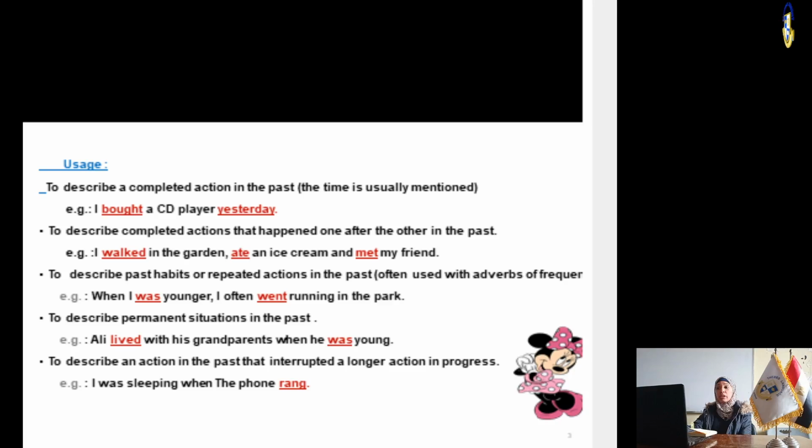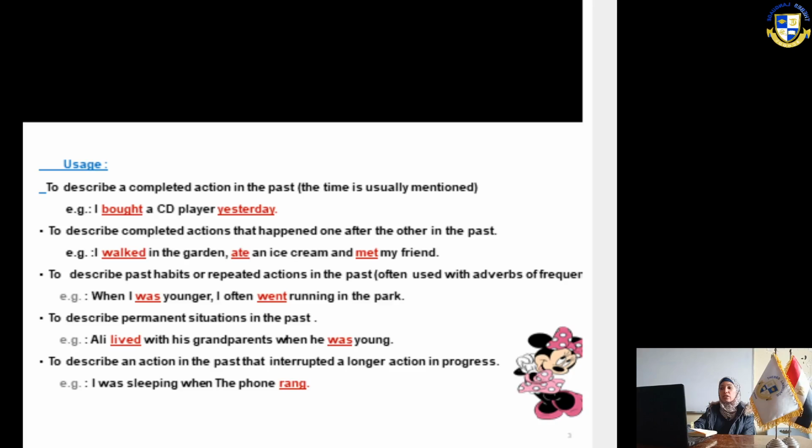Let's move on to the next usage: to describe past habits or repeated actions in the past, often used with adverbs of frequency. For example, I can say, when I was younger, I often went running in the park. And also we have another usage: to describe permanent situations in the past, like Ali lived with his grandparents when he was young.